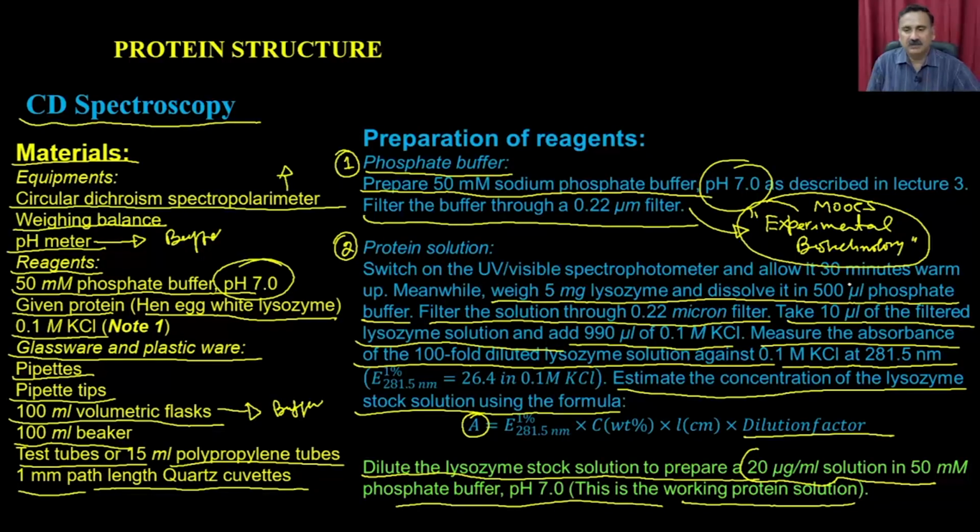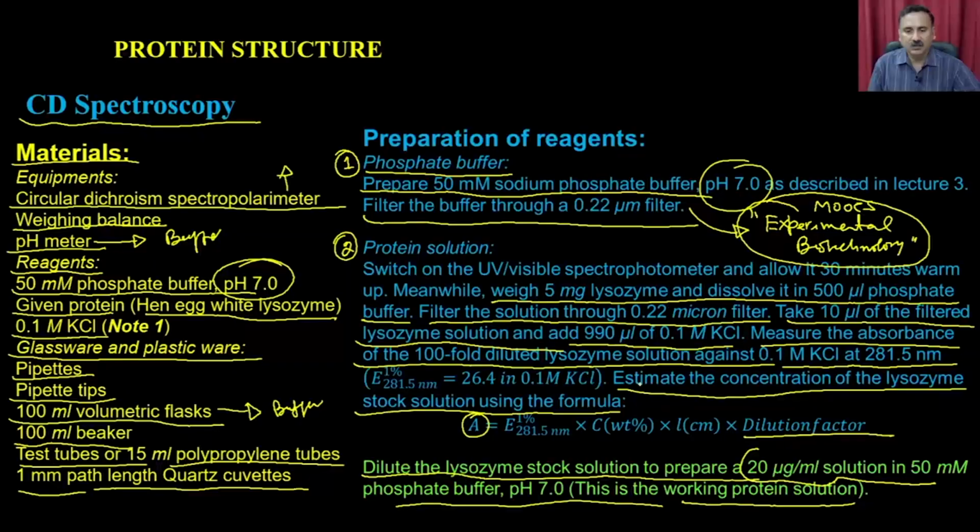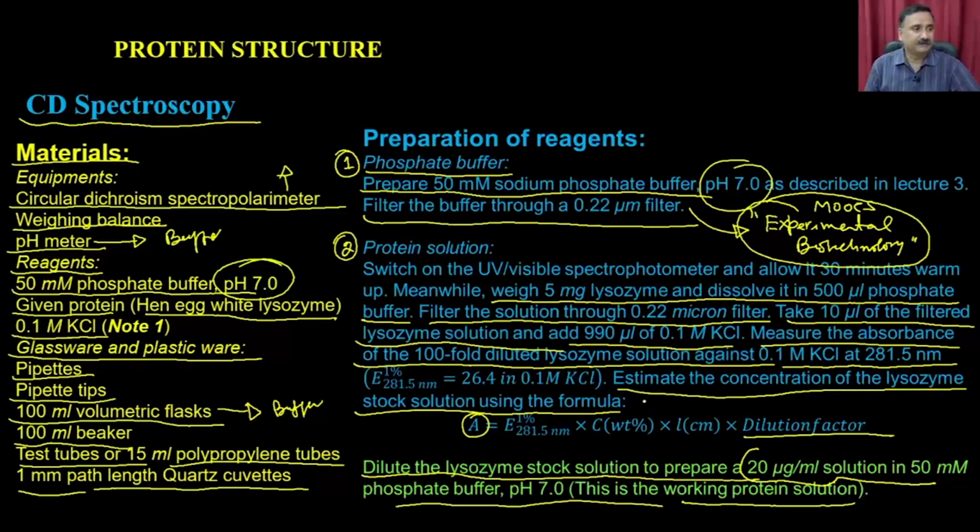Whatever precision you take, for example, you weigh 5 milligrams and dissolve it into 500 microliter buffer, that may or may not be correct. So to make it more precise, you can take a small aliquot of the protein, dilute it 100 fold or 10 fold, whatever the case, and take the absorbance. Use that absorbance to calculate the concentration, and that is going to be more and more accurate, because if you take too much protein, it is going to interfere in recording the CD spectra, or if you take it very diluted, you will not get the signature pattern.